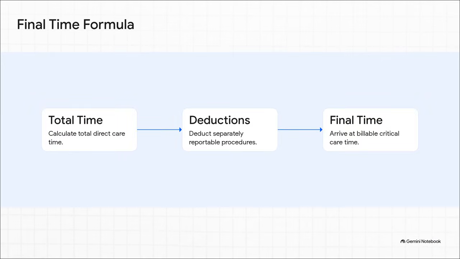So, let's look at the formula for calculating your final billable time. Step 1. Calculate your total direct care time. Easy. But step 2 is the trap that catches so many coders. You have to absolutely deduct any time spent on separately reportable procedures. For example, if a physician spends 20 minutes doing CPR or dropping in a central line, which remember, have their own distinct CPT codes, that 20 minutes must be carved right out of your total critical care time. Only after making those strict deductions do you arrive at step 3, your actual final billable critical care time.